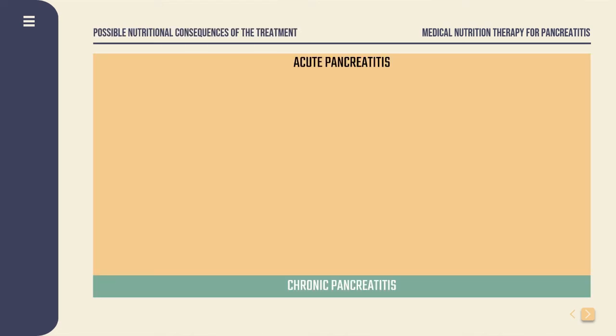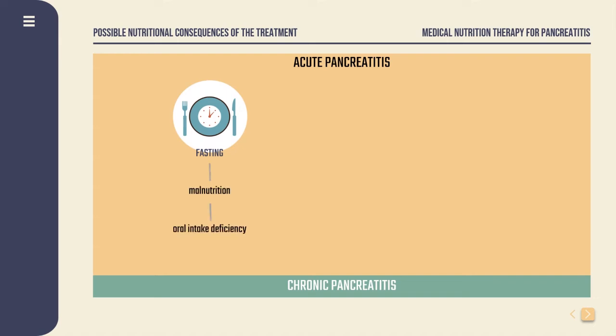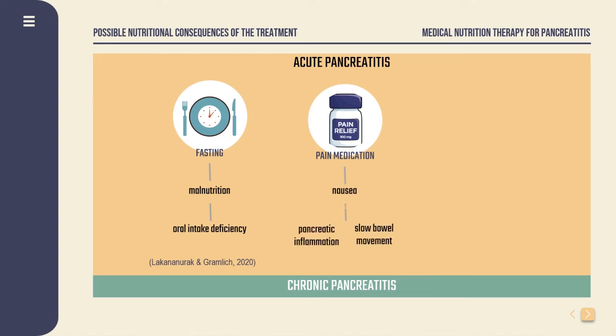Each type of treatment has its consequences, be they positive or negative. These are the treatments available for acute pancreatitis. For fasting, patients may face malnutrition due to oral intake deficiency. Next, pain medication usually causes nausea, possibly due to pancreatic inflammation and slow bowel movement. Next, intravenous IV fluids can prevent dehydration.